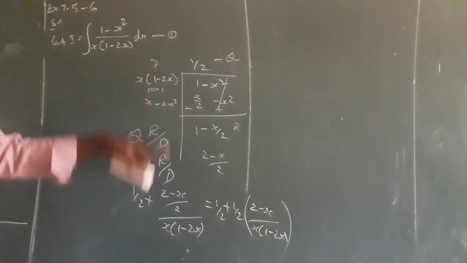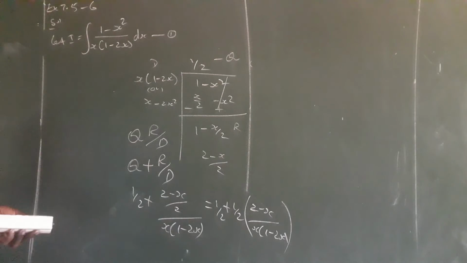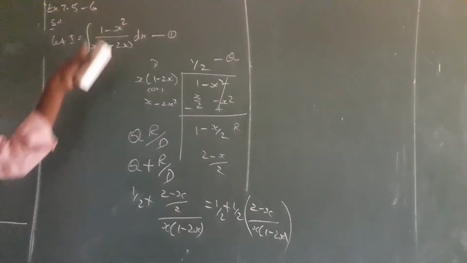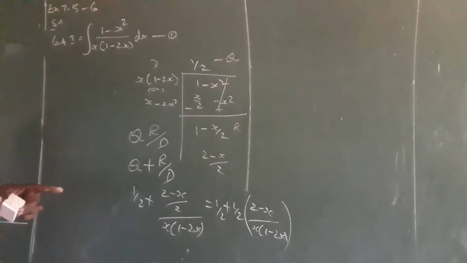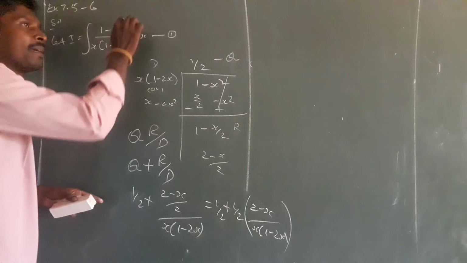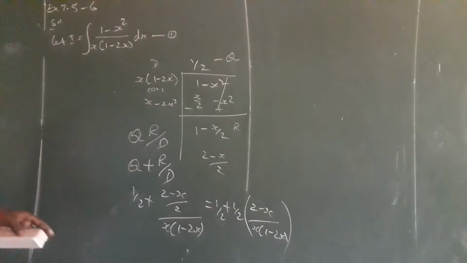So I am going to rub the board. I can replay and I can learn. This is a way how to divide the term. Why am I dividing? When it is not a proper fraction. How to check the proper fraction? Check the power of the x, the degree of the numerator polynomial and denominator polynomial.